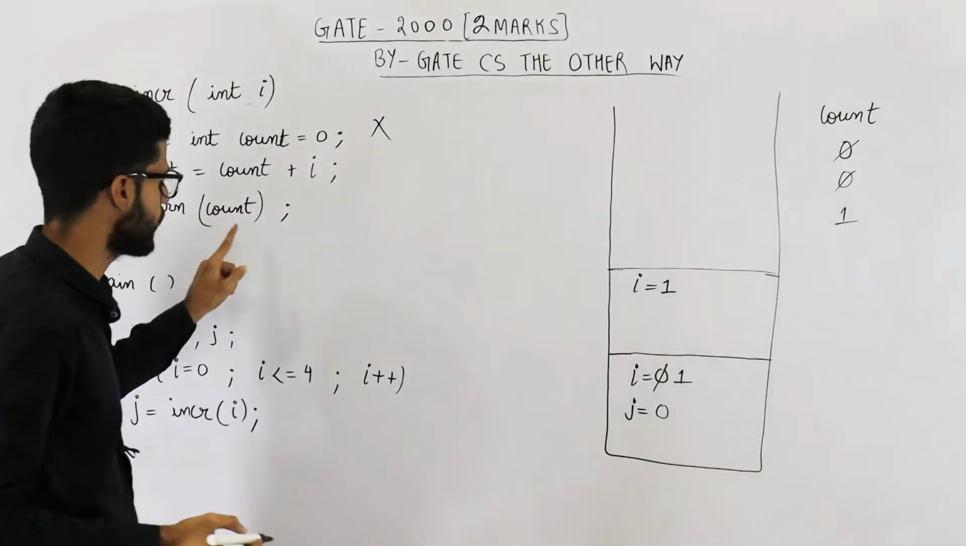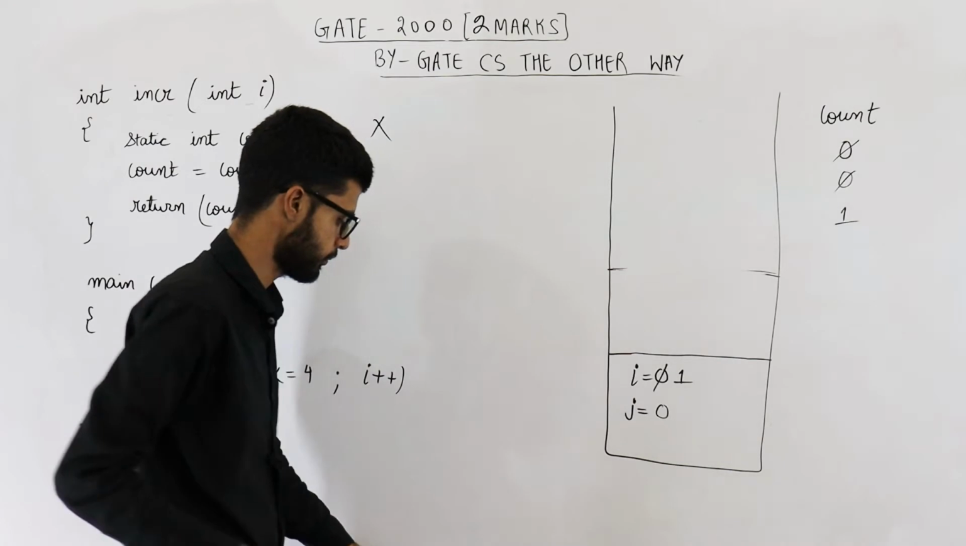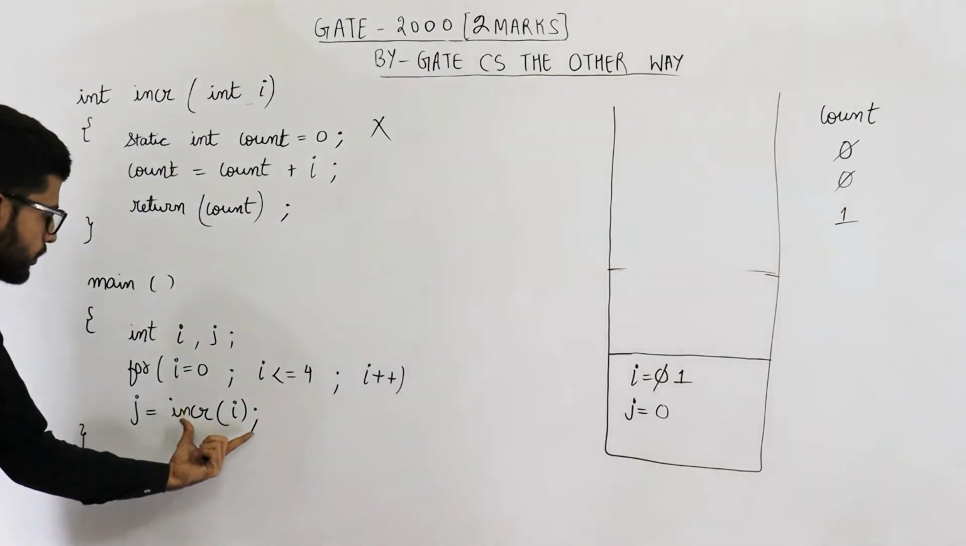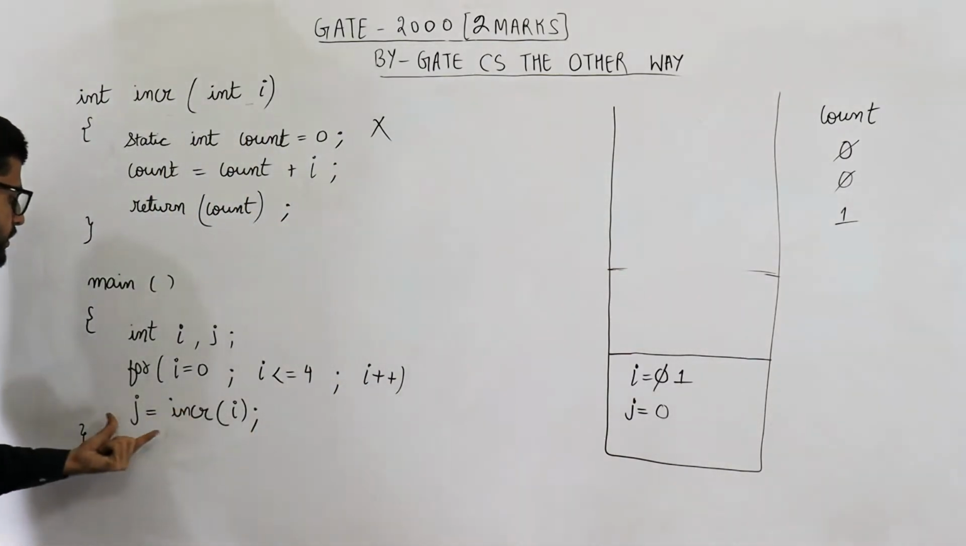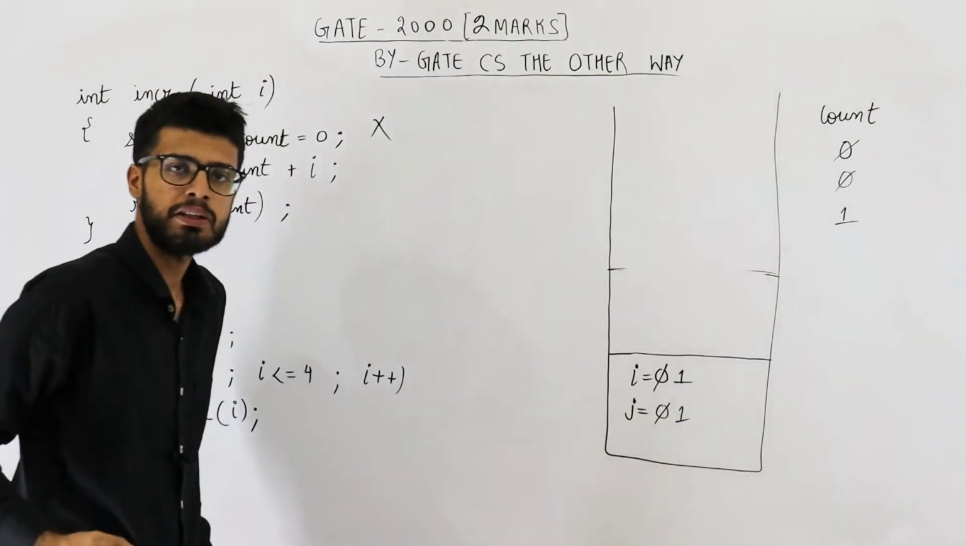Then return count. Return means this activation record will be deleted, and 1 is returned. So this evaluates to 1. 1 is assigned to j, so it is updated like this. What will happen next time?